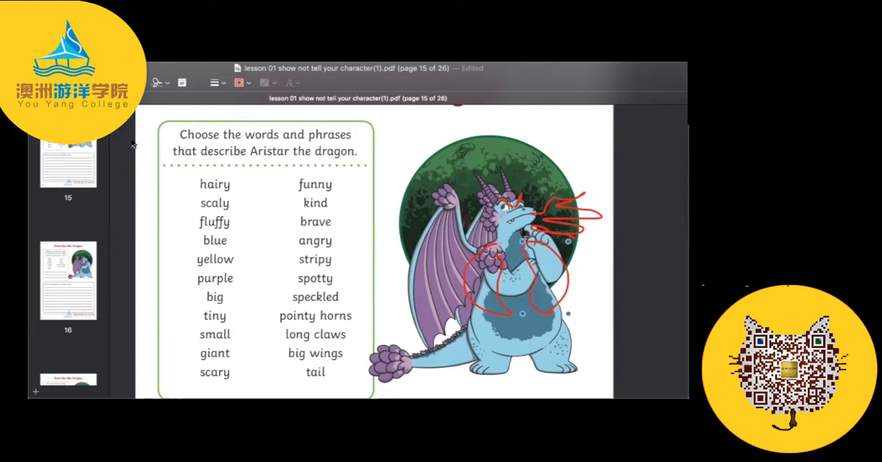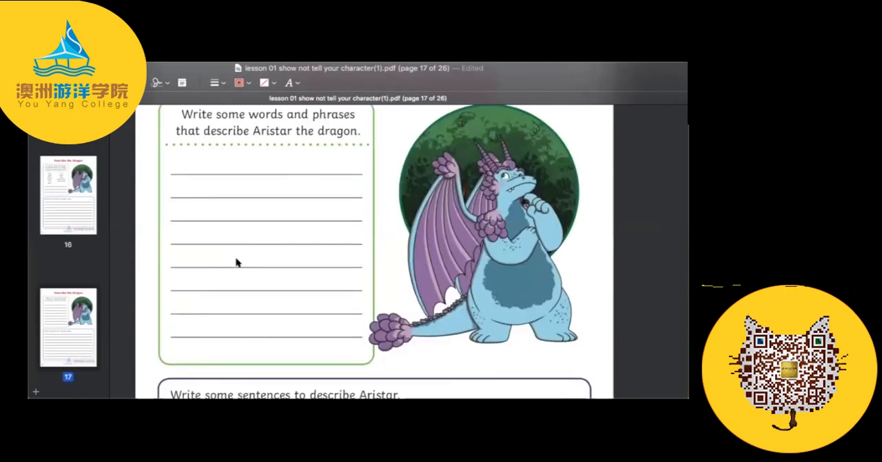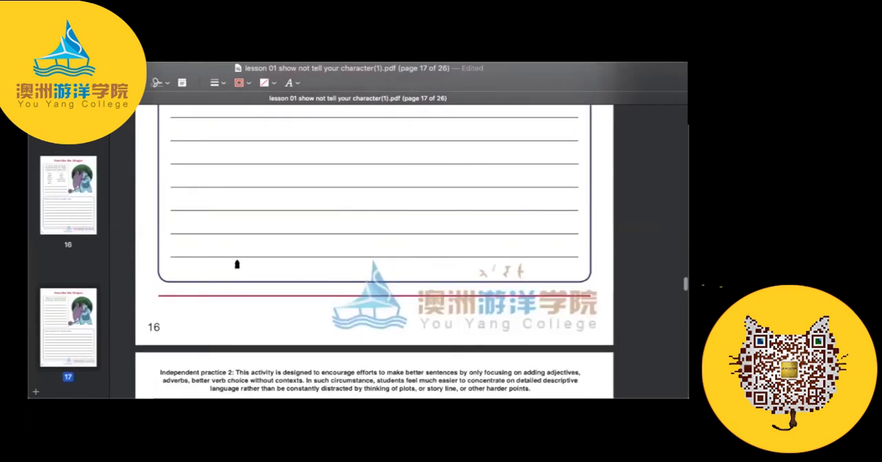Can we redraw the dragon? Yes, if you want. If you find it too challenging to make edits to this one, then sure, just redraw it. I'm fine. Great. All right, so you have three different tries with Aristar the dragon.